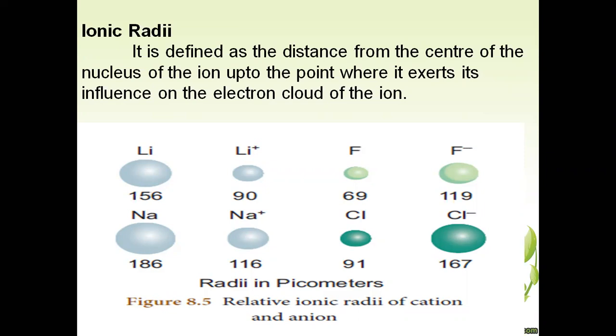So this is the ionic radii: the distance from the center of the nucleus of the ion up to the point where it exerts an influence on the electron cloud of the ion. For example, lithium, sodium and fluorine.